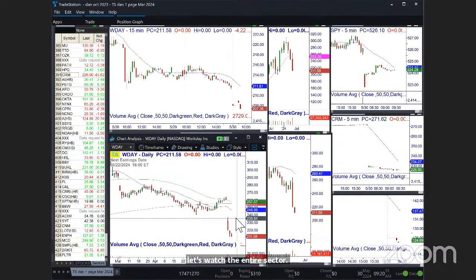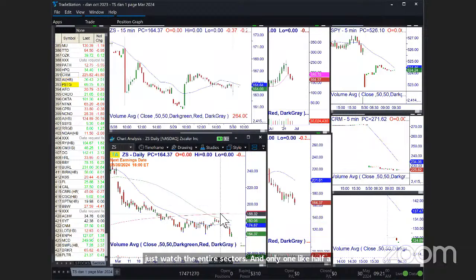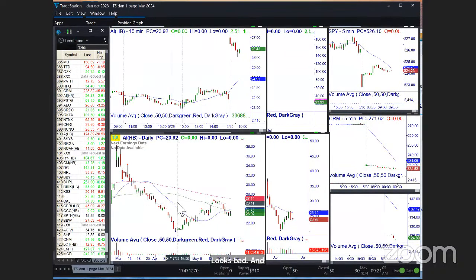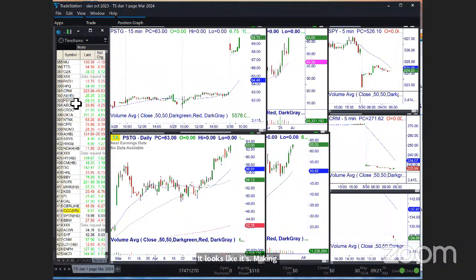I know Greg mentioned this one. Let's just watch the entire sector. There's only like half a dozen of them. Looks bad. AI 2640 gap and resistance, but it's a bullish gap. And now make this a higher low and we got a void. But over last week's high, this would be a failed sell setup. I mean, there's no rush, but it looks like it's making the turn. Postage 69, gap's too big.